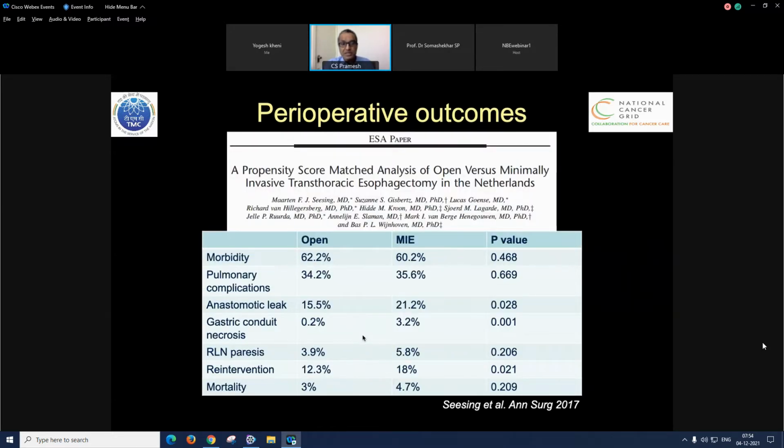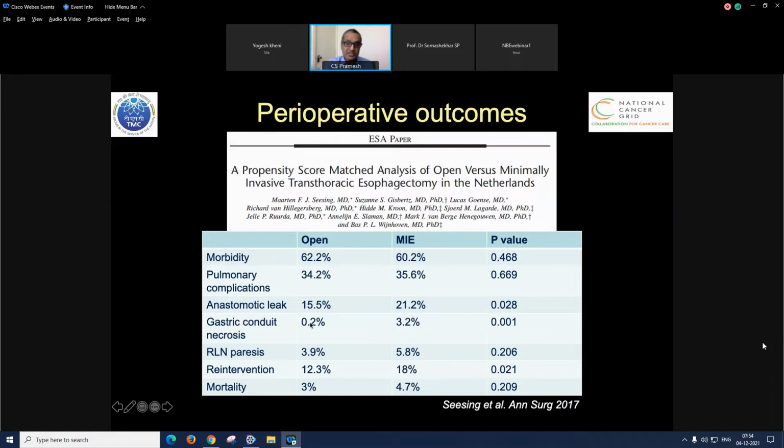There's another study which has come out of the Netherlands, which is again looking at real-world data comparing an open versus minimally invasive transthoracic esophagectomy. And again, the Netherlands is a country where the quality of surgery is extremely stringently monitored. They are done only in a few high-volume experienced centers. The perioperative care is extremely good. And again, when you look at it, the overall morbidity, the pulmonary complications, anastomotic leak rates seem to be fairly similar. In fact, if at all, there is a slightly higher anastomotic rate, which actually reached statistical significance.